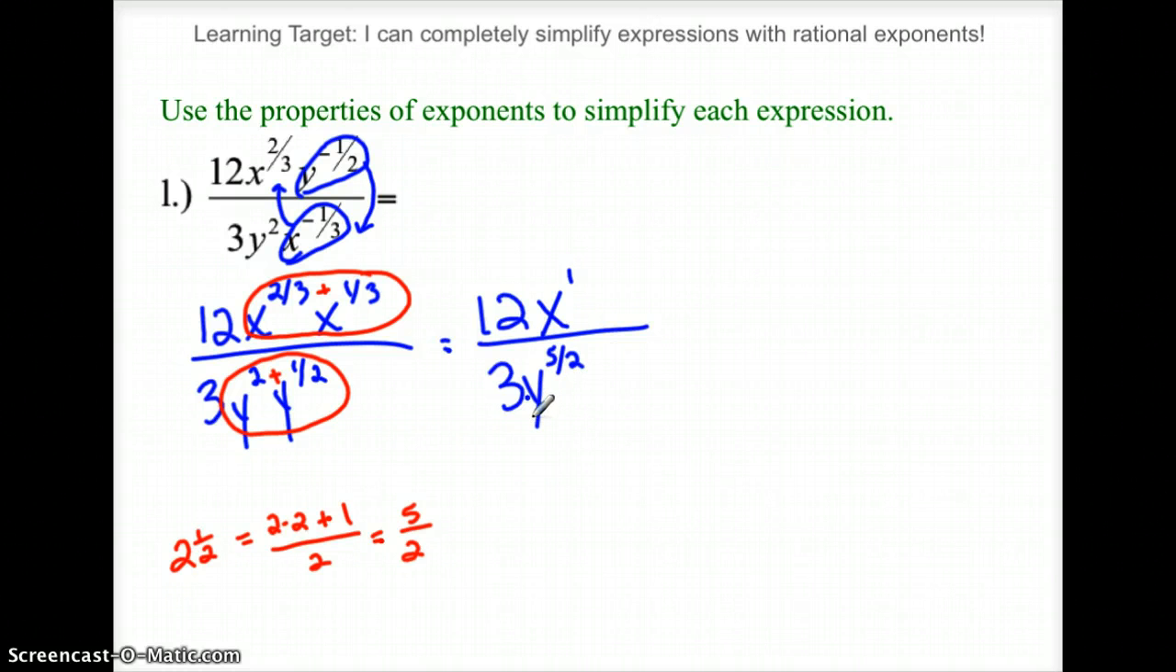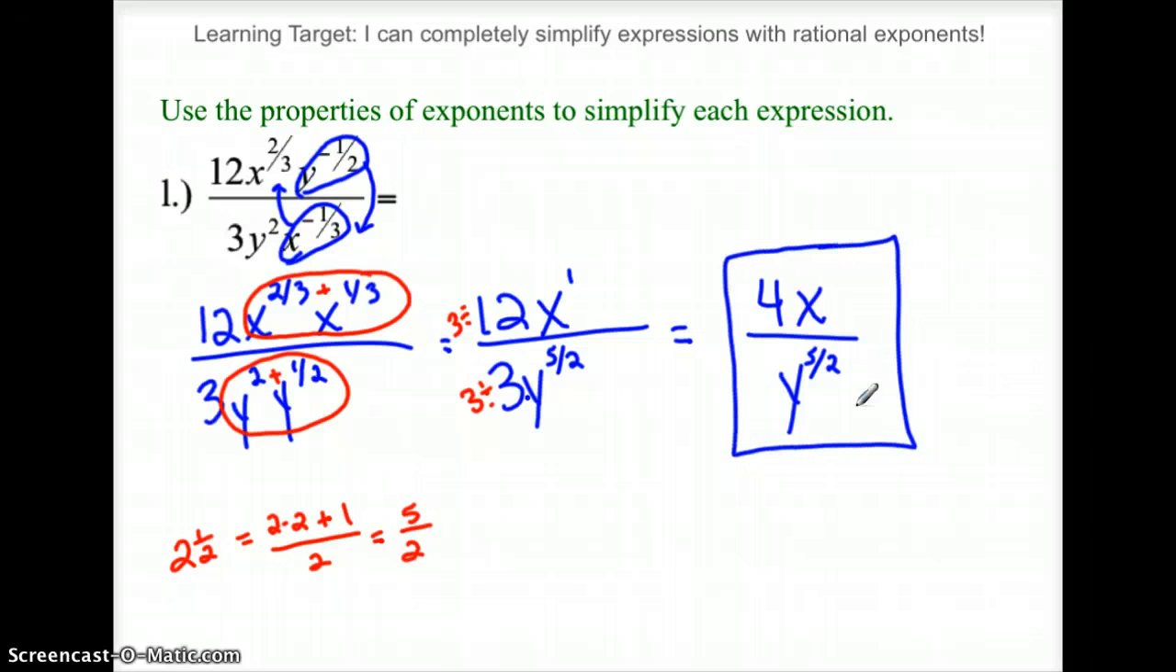Okay? The last thing I can do, I'm not quite ready to box my answer yet. The 12 and the 3, I should reduce those. Both of those are divisible by a 3. So let me divide out a 3. And so I'd have a 4 on top with my x to the first power. And 3 divided by 3 is just a 1, which I don't need. So I'm just going to have y to the 5/2 on the bottom. Okay? And there would be my simplified expression.